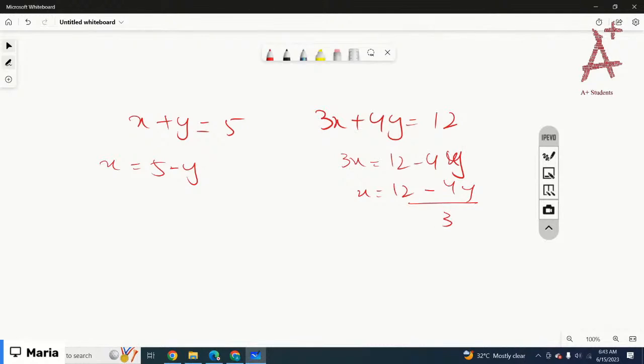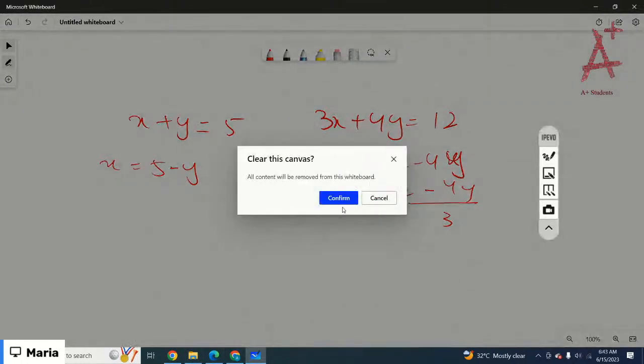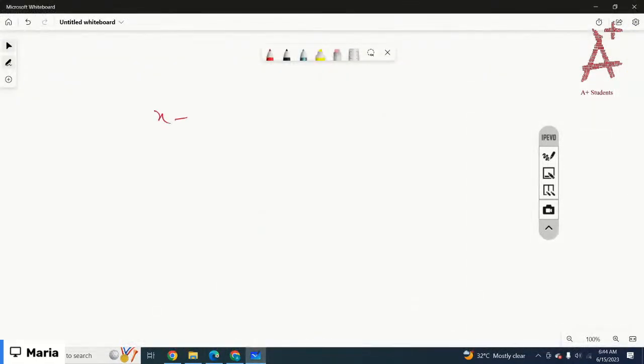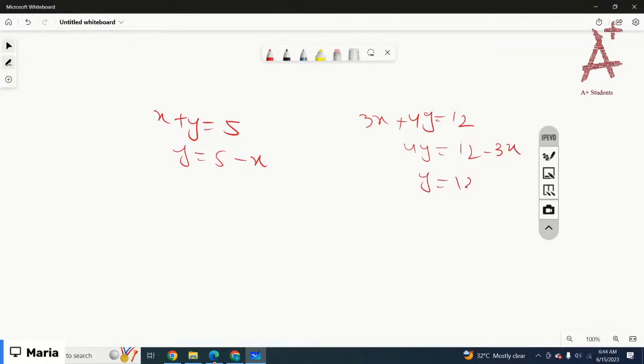Okay, it would be x plus y equals 5, and the other one is 3x plus 4y equals 12. It would then be y equals 5 minus x, and 4y equals 12 minus 3x, so y equals 12 minus 3x over 4. Now let's put different values of x and calculate the different values of y.